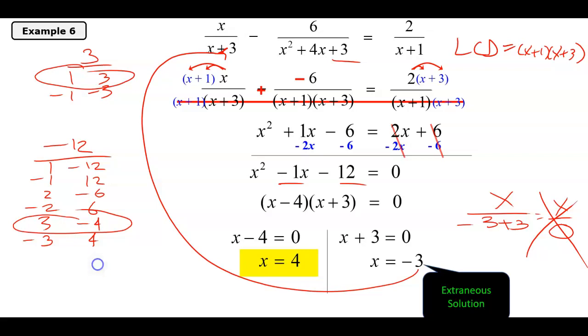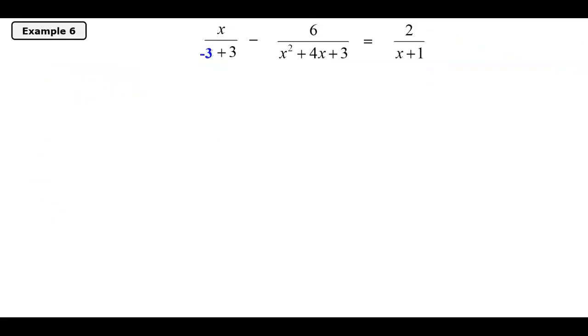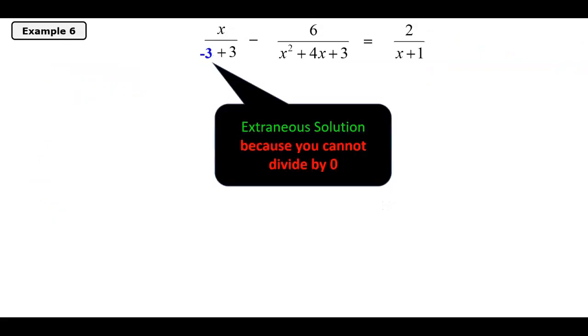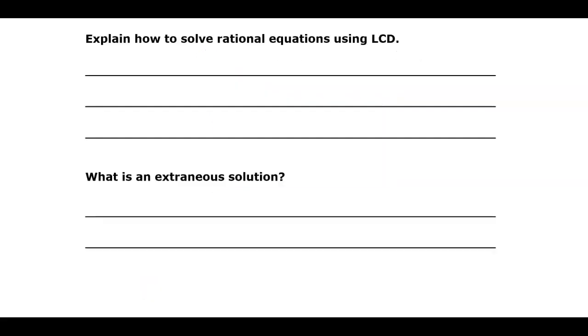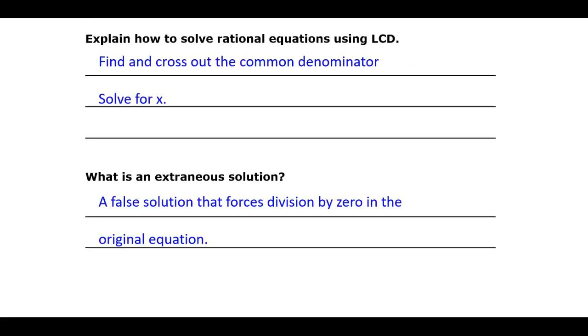All right. By the way, this is not new. It just says negative 3 is an extraneous solution because if you add that, you get 0 on the bottom and you cannot divide by 0. Okay. So let's fill this out and that'll be good for these notes.